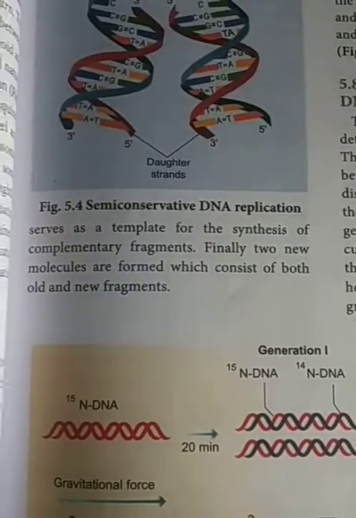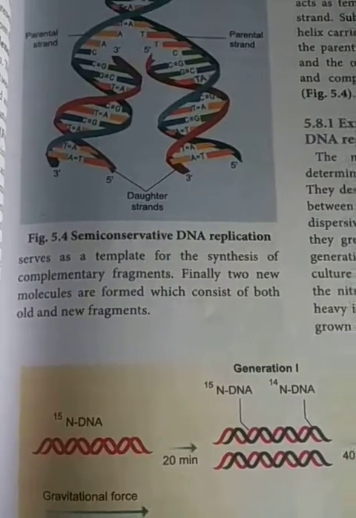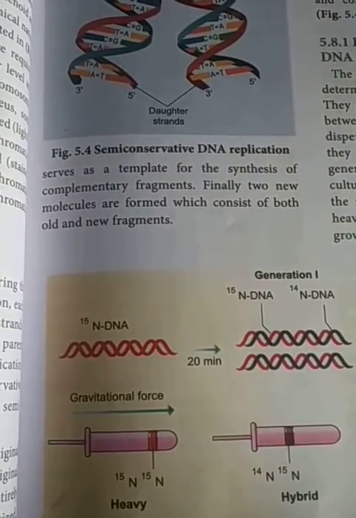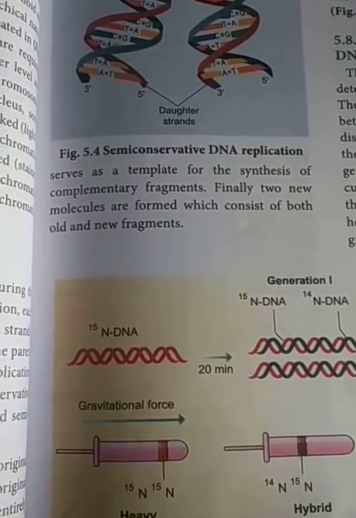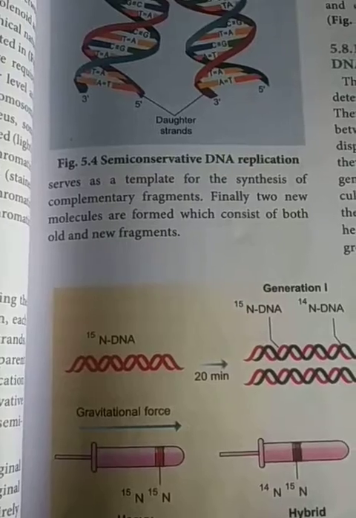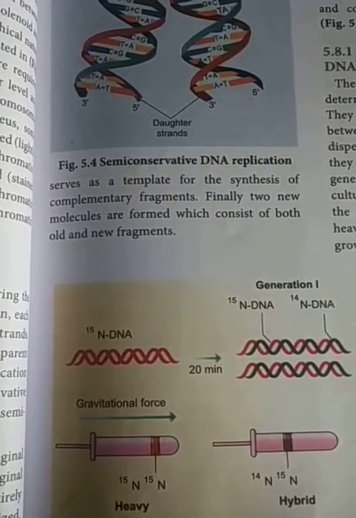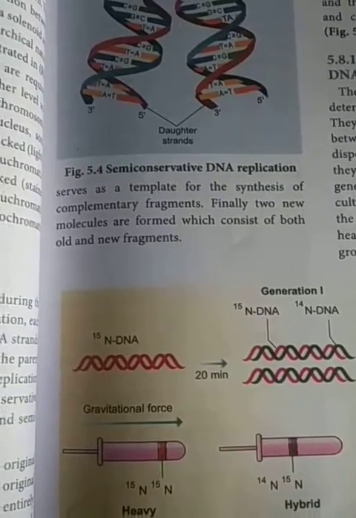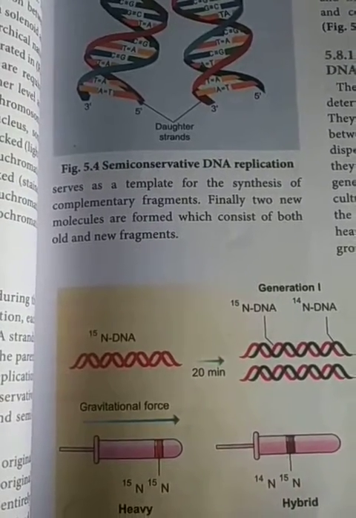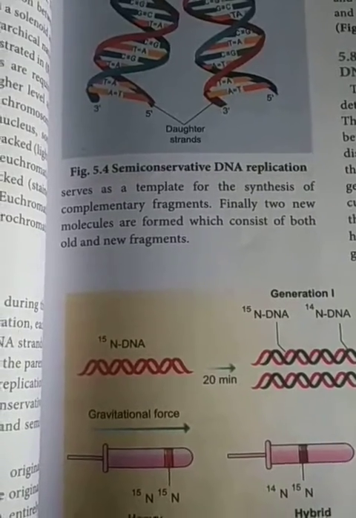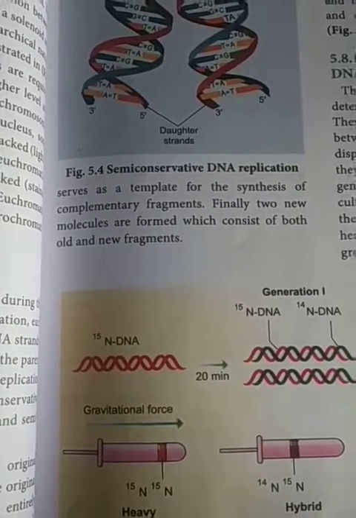Whatever way it is broken into fragments, a template fragment like that is produced. That is the dispersive method. Okay, finally two new molecules are formed which consist of both old and new. One old fragment has produced a new fragment like itself. Okay, did you understand? That method is known as the dispersive method.